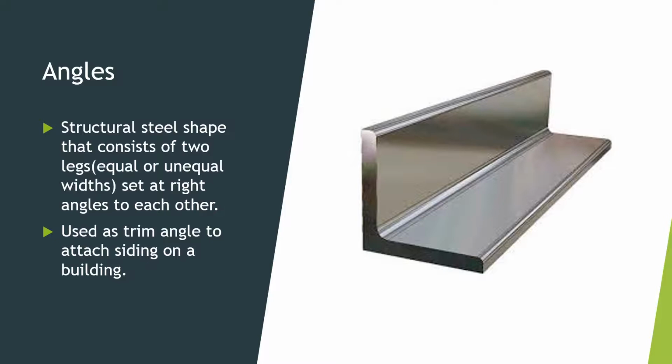So who can guess what letter this one looks like? An L, right? Angles. Looks like an L. They consist of two legs. They can be equal or unequal width, and they're set at right angles to each other.